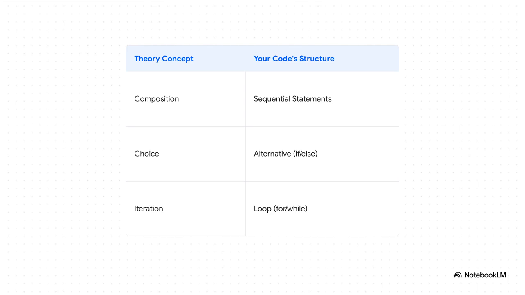And this right here is where it all clicks. This is where the super abstract theory becomes totally concrete. All those fancy mathematical terms, they map directly to the code we write. Composition in the theory, that's just you writing one line of code after another. Choice, that's your if-else block. And iteration, well, that's your for loop or your while loop. You see, the math isn't some separate thing. It is the formal description of your code.